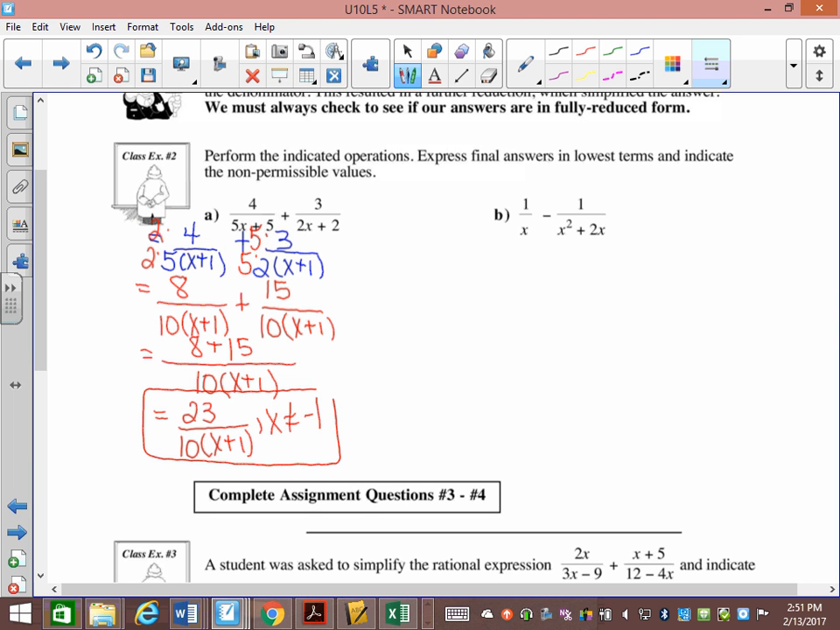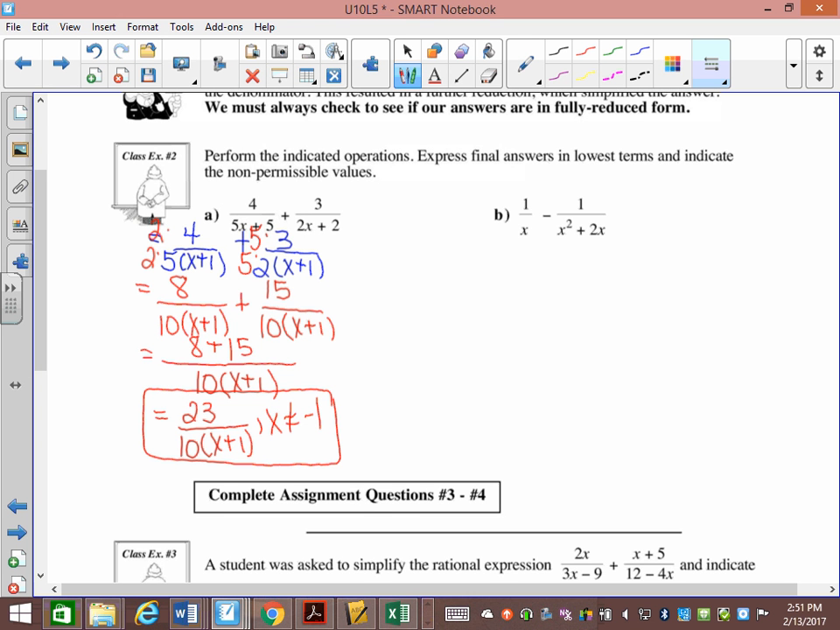So only for division do you state NPVs of not just the denominator. Addition, subtraction is just the denominator. Multiplication, just the denominator. Simplifying, just the denominator. It's only division where you state the denominators and the top right numerator, right?